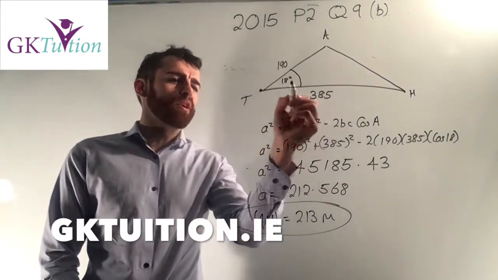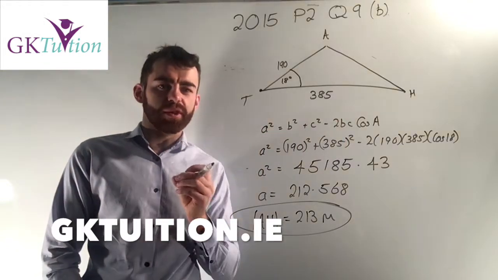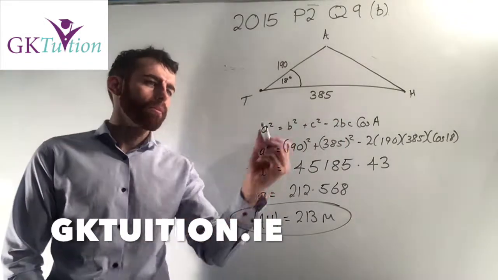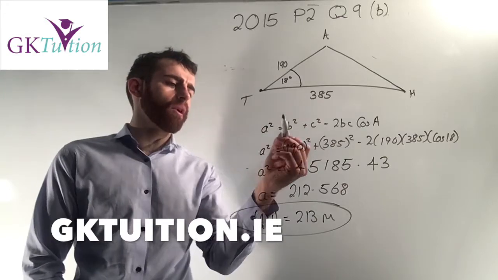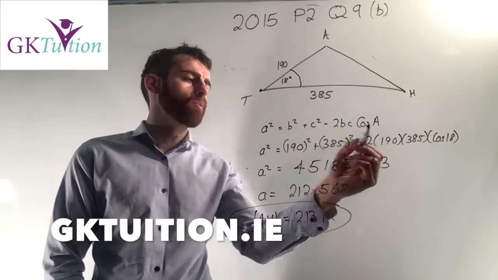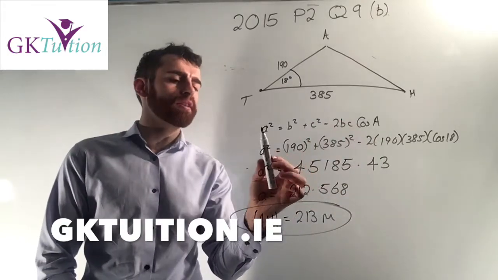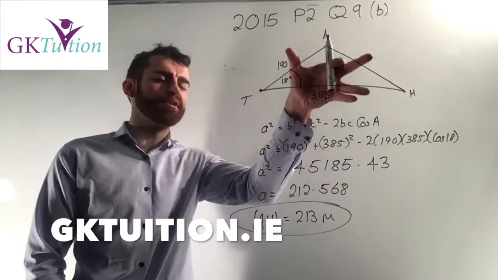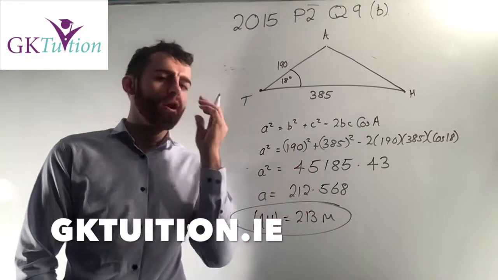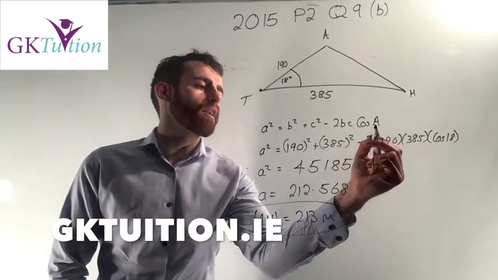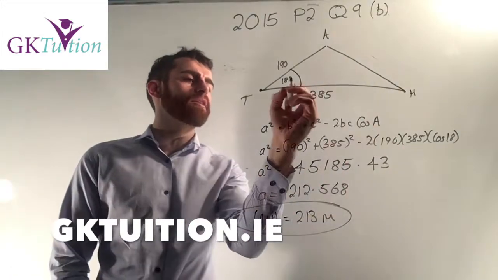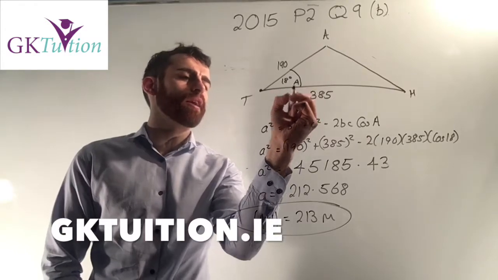If I'm given two sides and the angle in between, that means we're using the cosine rule. The cosine rule is that a squared equals b squared plus c squared minus 2bc cos A, where the capital A here represents an angle, and small a, small b, and small c represent the three sides of the triangle. The only important thing here is that if you're dealing with the angle A, so this must be the angle A because this is the only angle I'm dealing with.